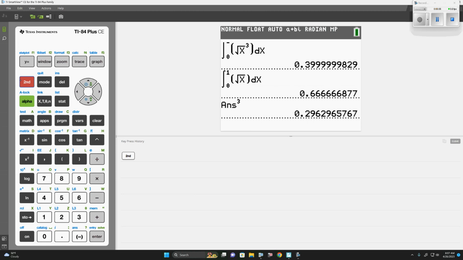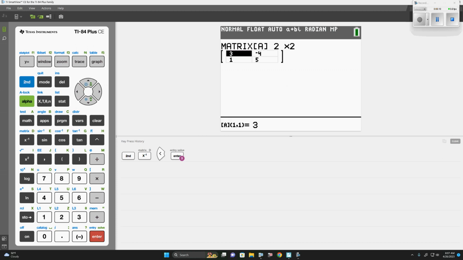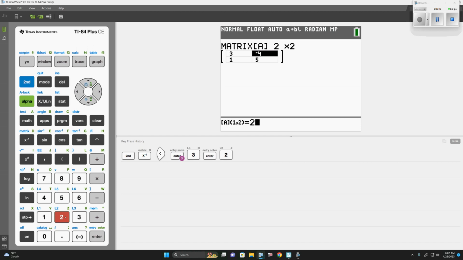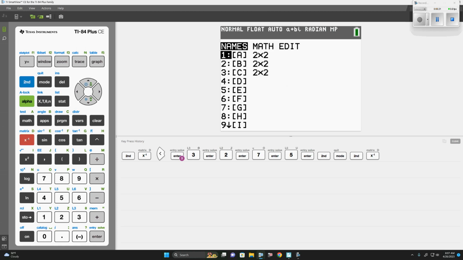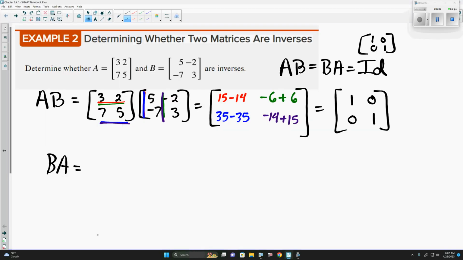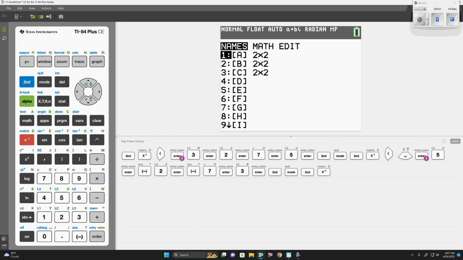So we can go second matrix over to edit. So we have a 2 by 2, 3, 2, 7, 5. We go second quit, second matrix over to matrix B, which is a 2 by 2. 5, negative 2, negative 7, 3. Second quit. And we could do the one we just did, matrix A times matrix B.